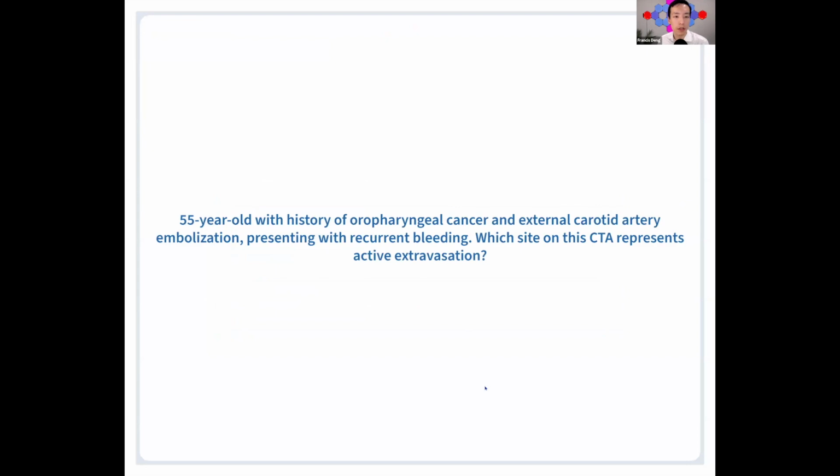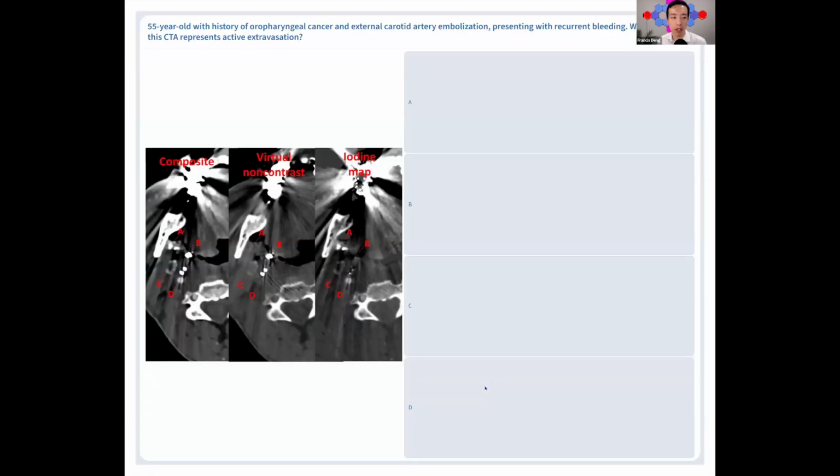A 55-year-old with a history of oropharyngeal cancer and external carotid artery embolization, now presenting with recurrent bleeding from their mouth. Which site on this CTA represents active extravasation? I have labeled A, B, C, and D at the level of the oropharynx on a CT angiogram composite image, a virtual non-contrast image based off the dual energy analysis, and an iodine-only map.